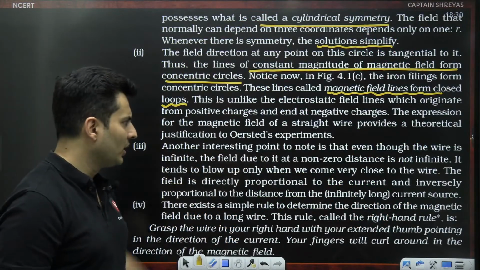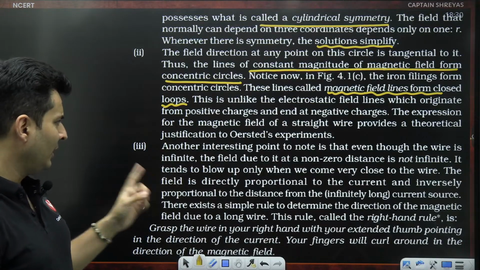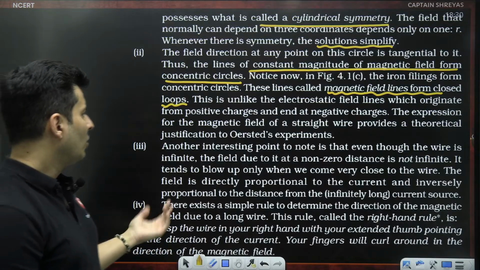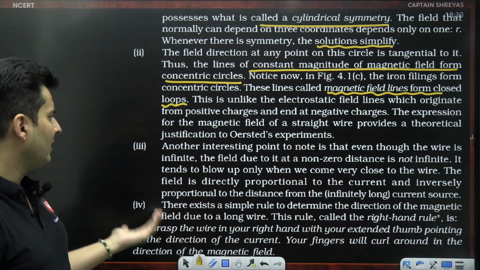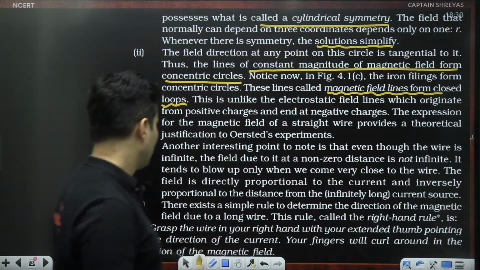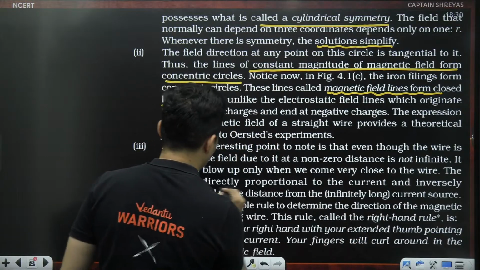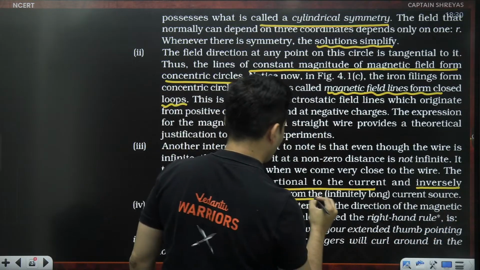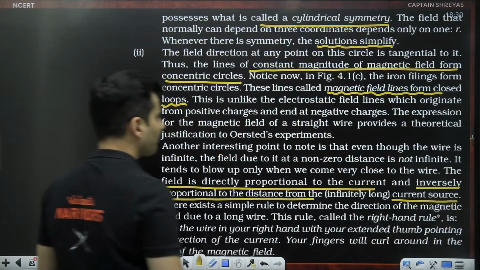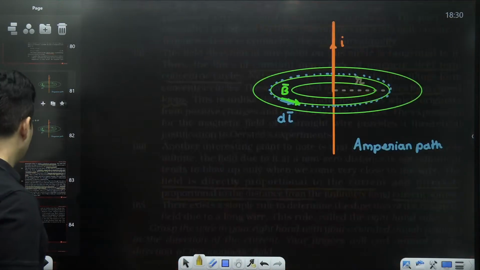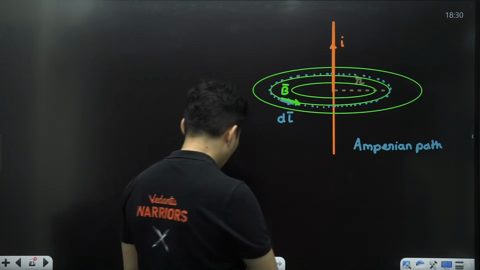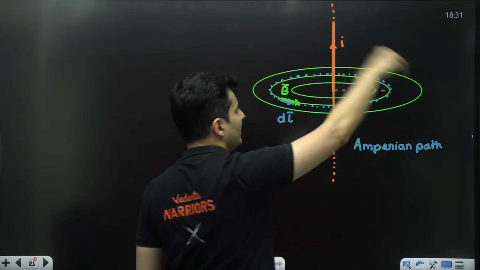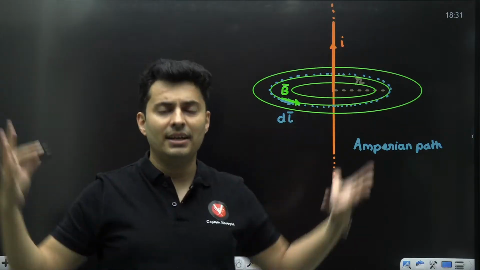Another point to note is that even though the wire is infinite, the field due to it at a non-zero distance is not infinite. It tends to blow up only when we come very close to the wire. The field is directly proportional to the current and inversely proportional to the distance from the current source. Now, this is also very interesting. Somebody might say, sir, this wire was infinitely long, so the current should also produce infinite magnetic field.